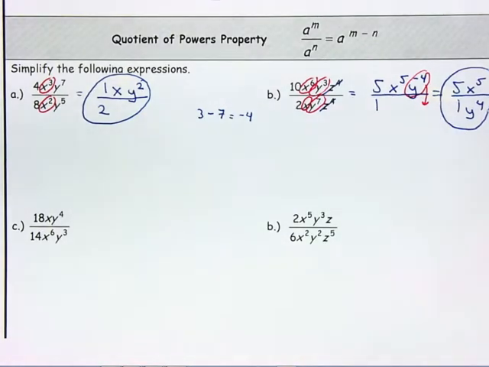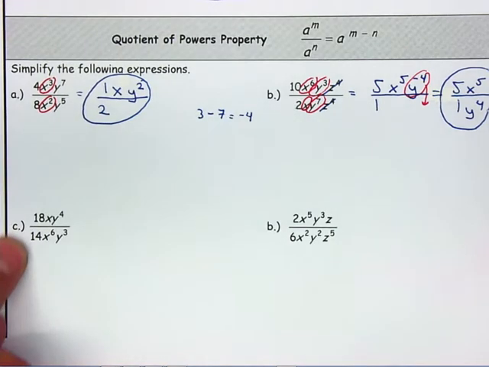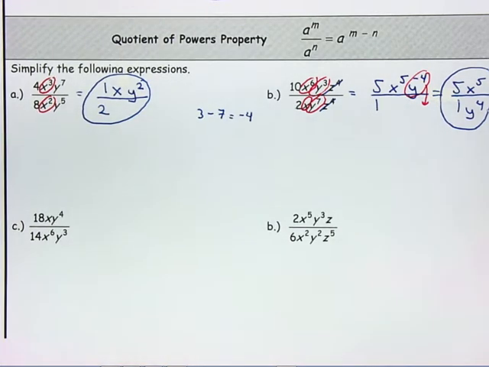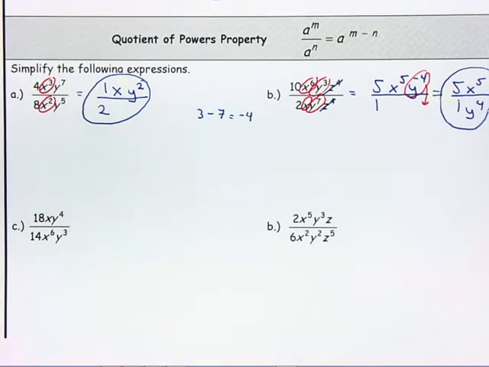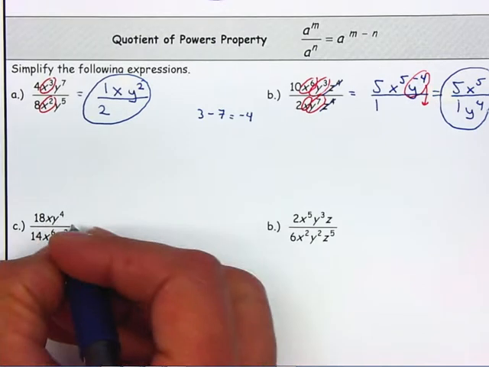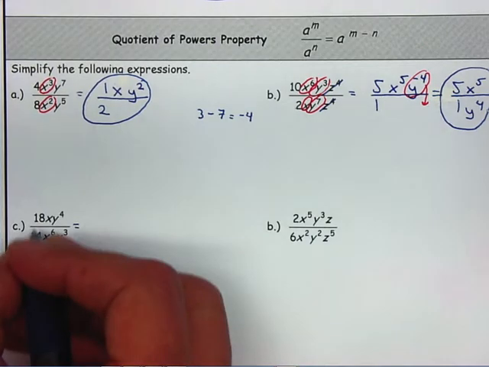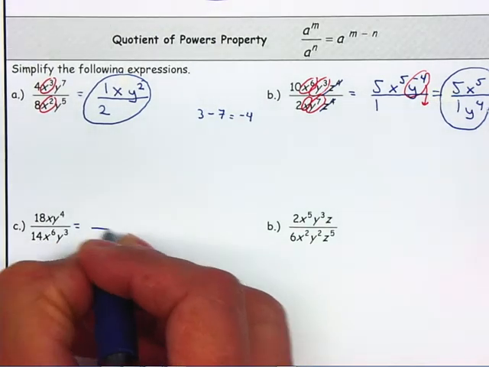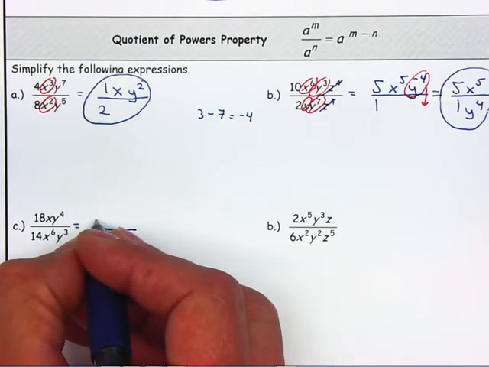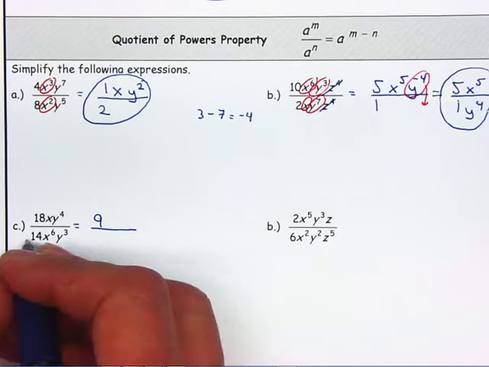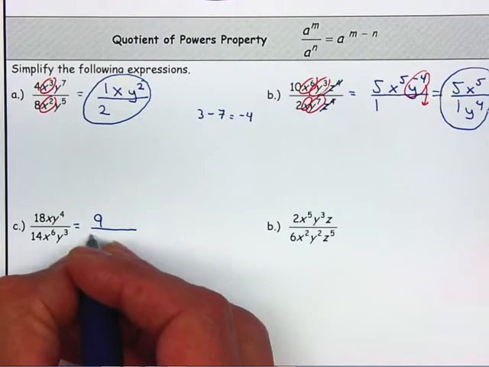Let's continue with letter C. I need to reduce my fractions, my coefficients. So 18 and 14. One number divides 18 that also divides 14. They're both even, so I can divide by 2. That gives me 9 and 7.